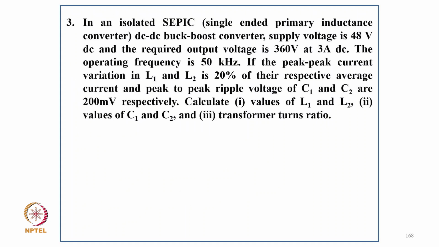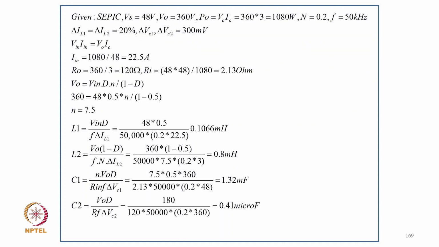Coming to numerical problem 3: in an isolated SEPIC single primary converter, a DC-DC buck-boost converter, the supply voltage is 48 V DC and the required output voltage is 360 V at 3 A, with an operating frequency of 50 kHz. If the peak ripple currents of L1 and L2 are 20% of their respective average currents, and the peak-to-peak ripple of C1 and C2 is 200 mV, calculate the values of L1, L2, C1 and C2 and the transformer turns ratio. So all the values are given here.